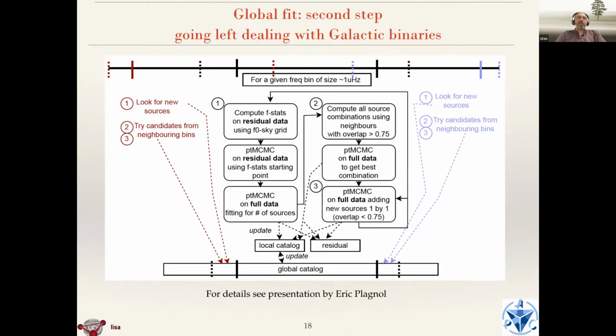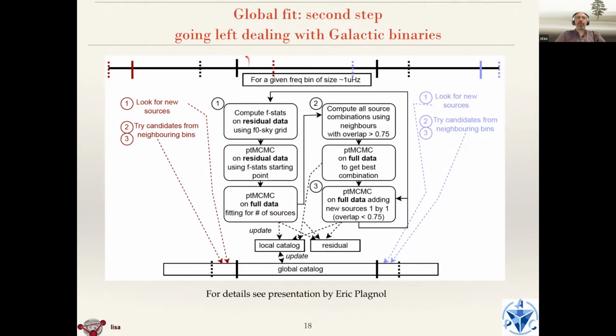What we start to do is, again, similar to what we did with massive black holes. We use F-statistics, so we're maximizing over some parameters of the binaries, and we're looking on a kind of grid for candidate events. Each candidate event will be followed by parallel tempering Markov chain Monte Carlo to refine its parameters and find a better fit. Then the first signal is added to the local catalog, and then we go after the second source.